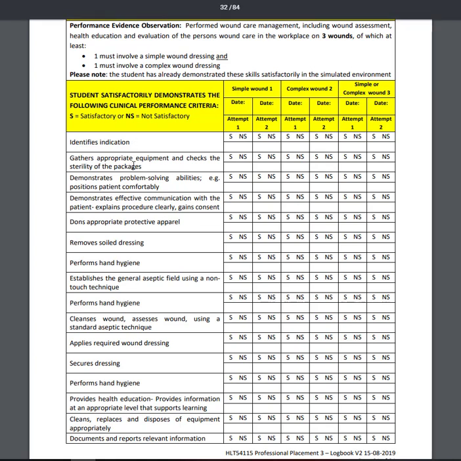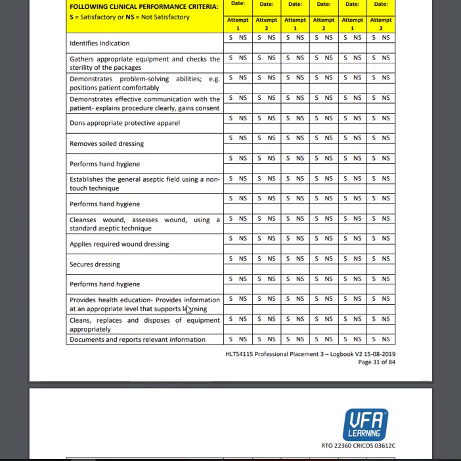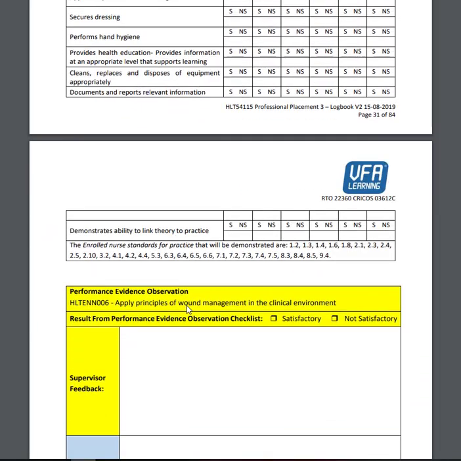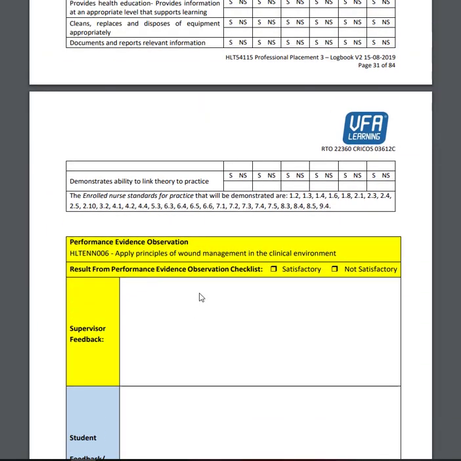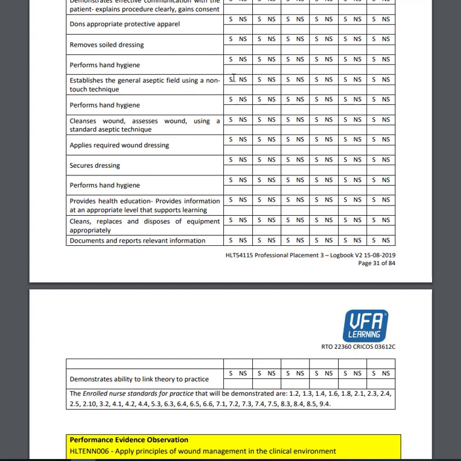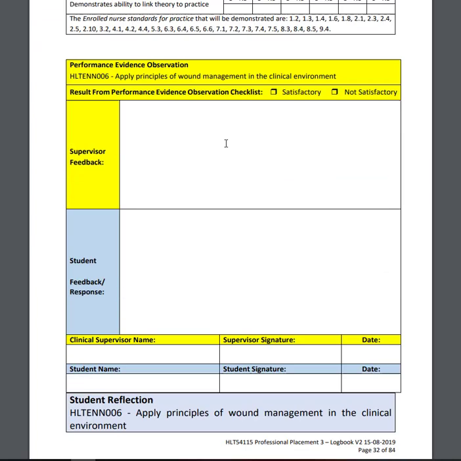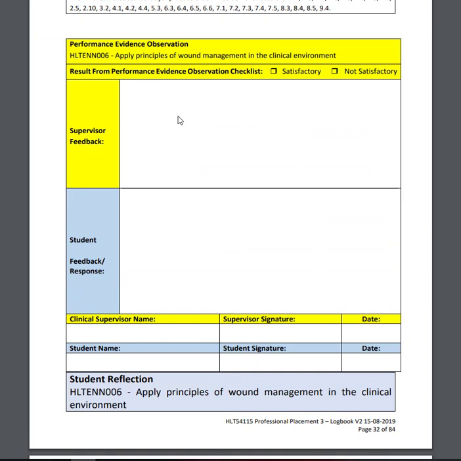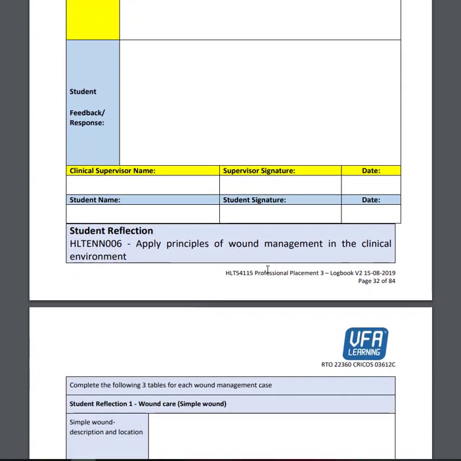The performance evidence skills basically go through the process of how you would dress the wound, and obviously you'll be doing that under the supervision of the registered nurse that you're working with. The person that deems you competent will circle satisfactory and initial underneath that. They'll also, for all checklists, provide feedback on how you performed whilst undertaking that assessment, and then you will be able to respond in accordance to the feedback that you've received.